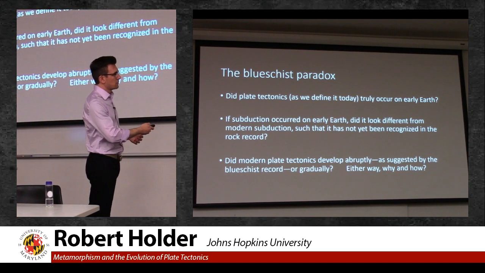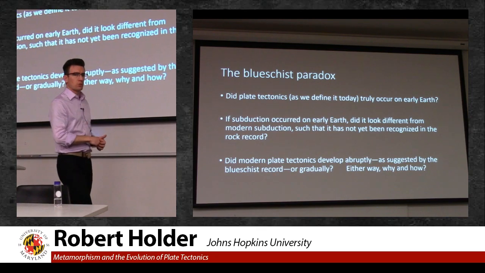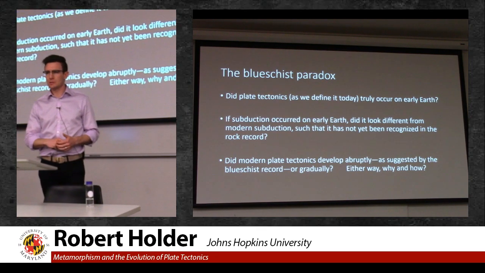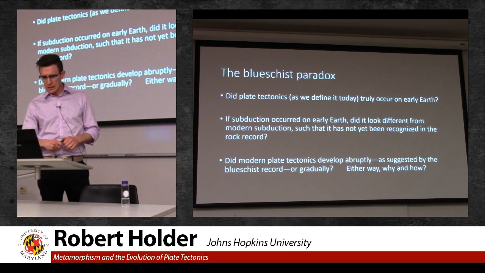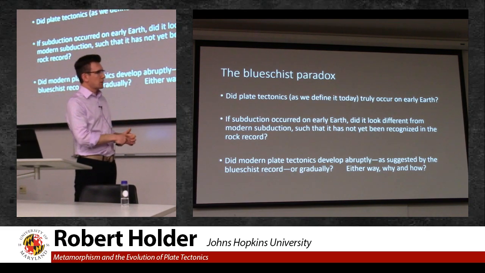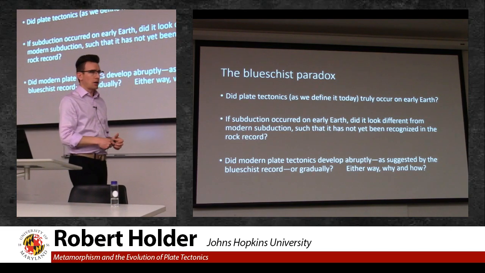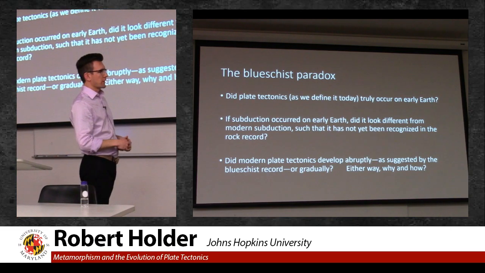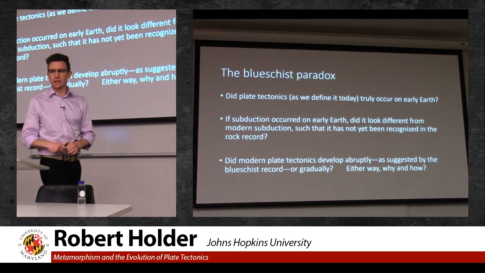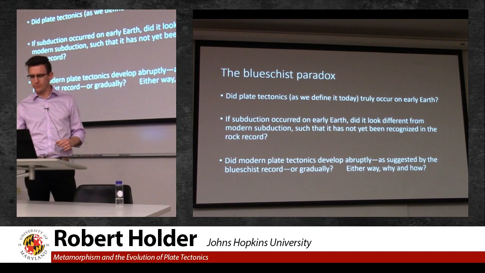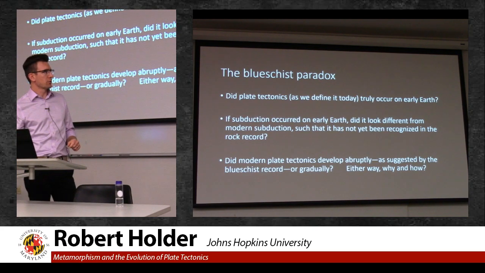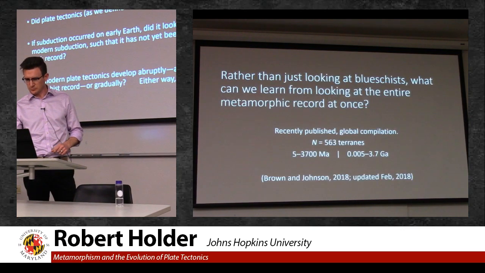So maybe blue schists are what people have looked for, and blue schist is not what was produced in subduction in the past? Or did modern plate tectonics actually develop quite abruptly as suggested by the observations of blue schist in the geological record? Or was it a more gradual transition? Either way, why and how? So how can we reconcile these disparate lines of evidence for the tectonic evolution of our planet?